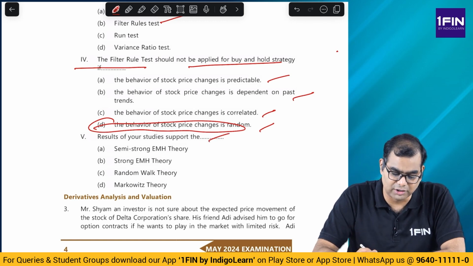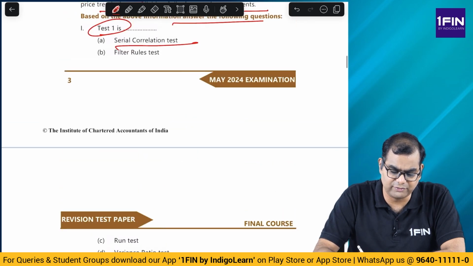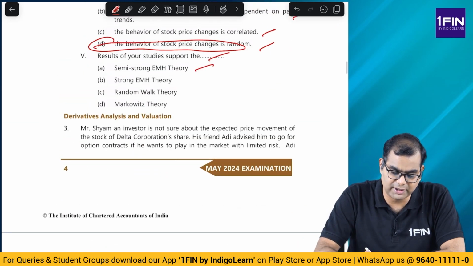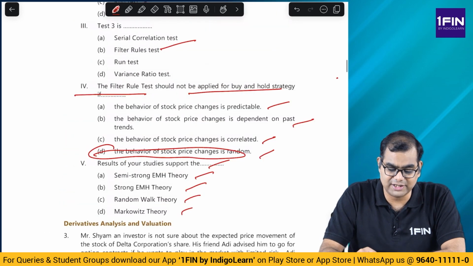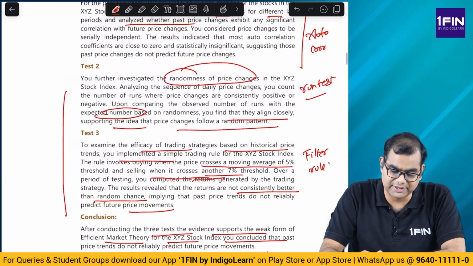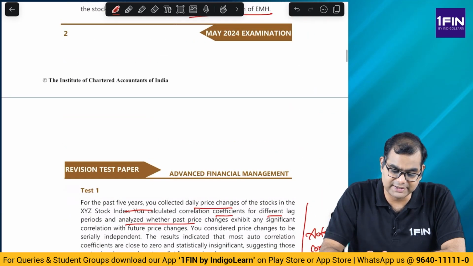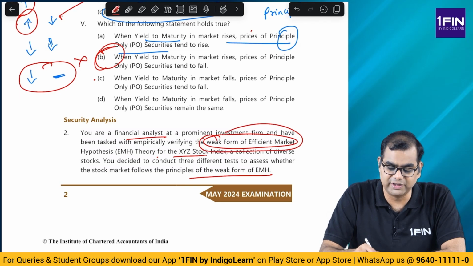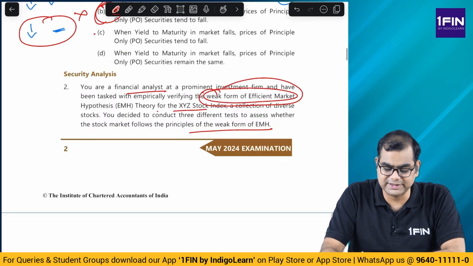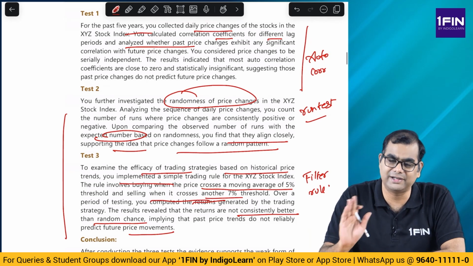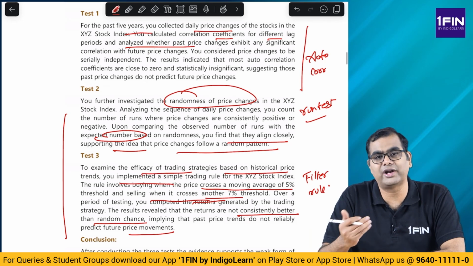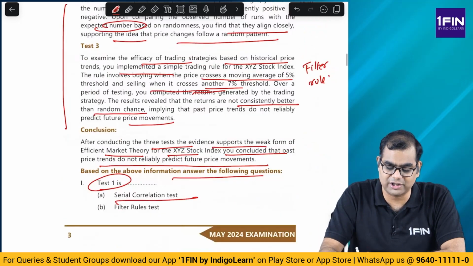Results of your studies support what? So, all these 3 studies, whatever are there, what do they support? They support semi-strong market, strong market, random walk theory, Markowitz theory. When I was actually explaining the question, I highlighted 2-3 places. Please come back and see. You are supposed to check for weak form. When you are checking for weak form, these are the 3 tests you conduct. When you are conducting these 3 tests, the results will be used only for weak form. For a semi-strong or a strong market, the tests are different, right? So, using these tests, you cannot make a statement for semi-strong or a strong market.